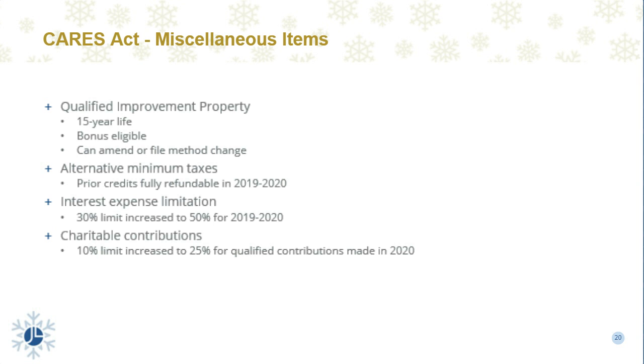A couple other changes: the interest expense limitation. There's an increase to the limitation for 2019 and 2020, and that goes from 30% to 50%. Same thing with charitable contributions. You're allowed an increased limitation of 25% for qualified contributions through the end of 2020.